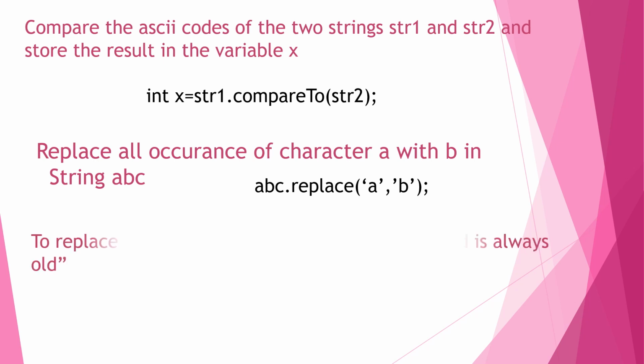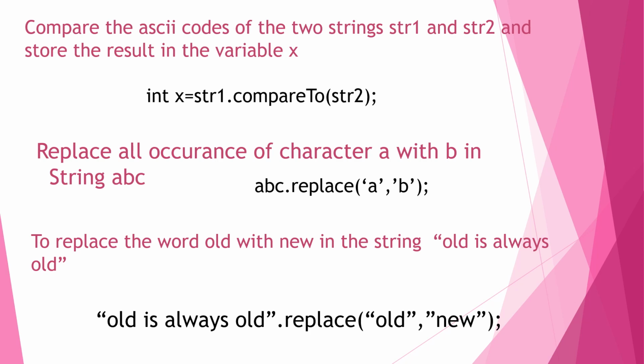And now the last question of this one, to replace the word old with new in the string "old is always old". The replace function will work with characters and words, and the return type for both of them is string. So here again use the replace function. "Old is always old" will be in double quotes because it is a string, not a variable name. Dot replace("old", "new"), both in double quotes because they are strings. So if you are replacing a character, it will be in single quotes, and if you are replacing a string, it will be in double quotes.